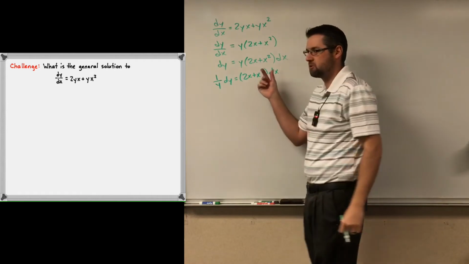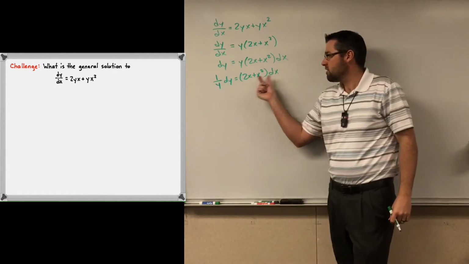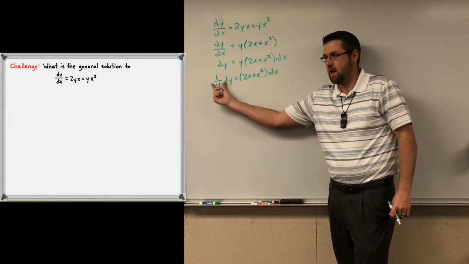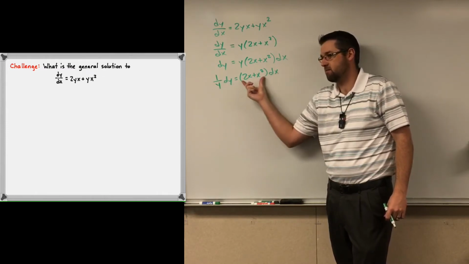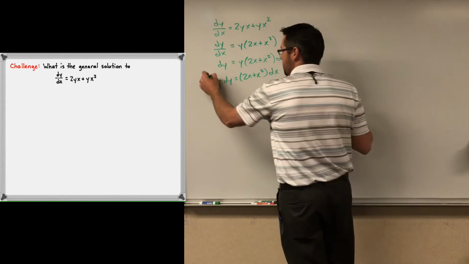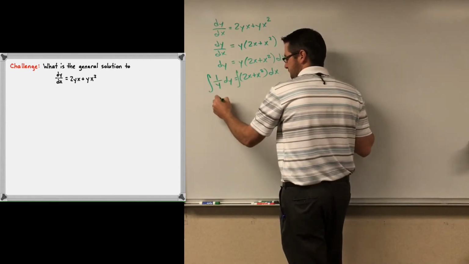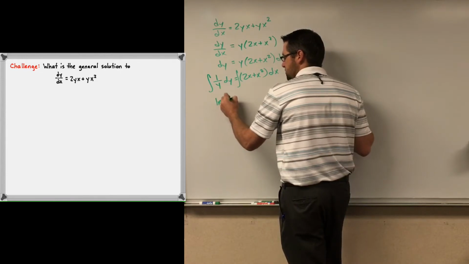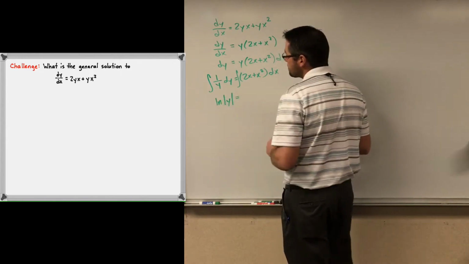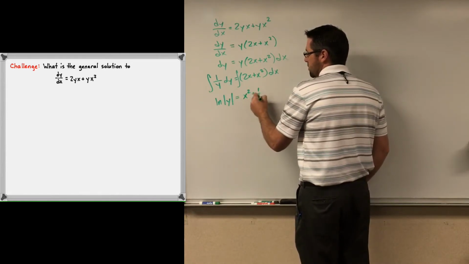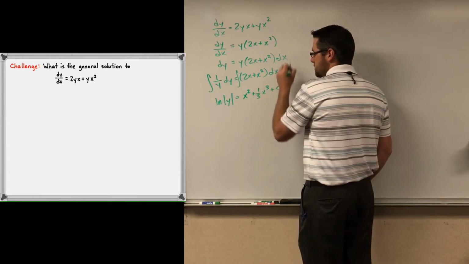Again, like we talked about yesterday, you have to make sure that dy is being multiplied to the thing we're talking about, not added. Same thing with dx. It has to be multiplied to everything. Then we integrate. What's the integral of 1 over y? That is natural log of the absolute value of y. What's the integral of this? x squared plus 1/3 x cubed plus c.